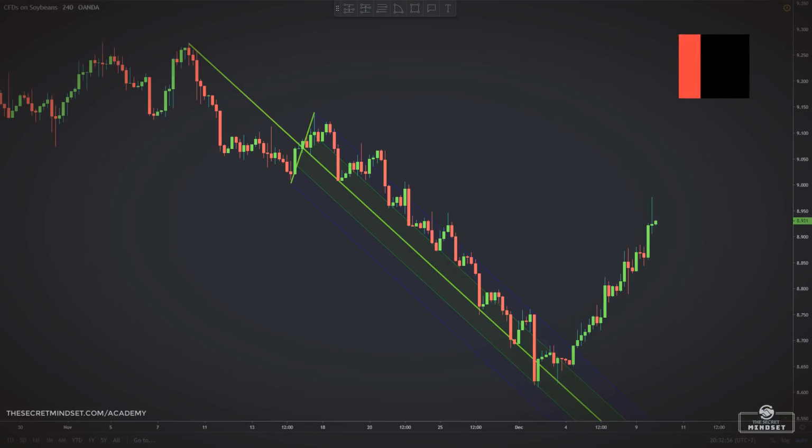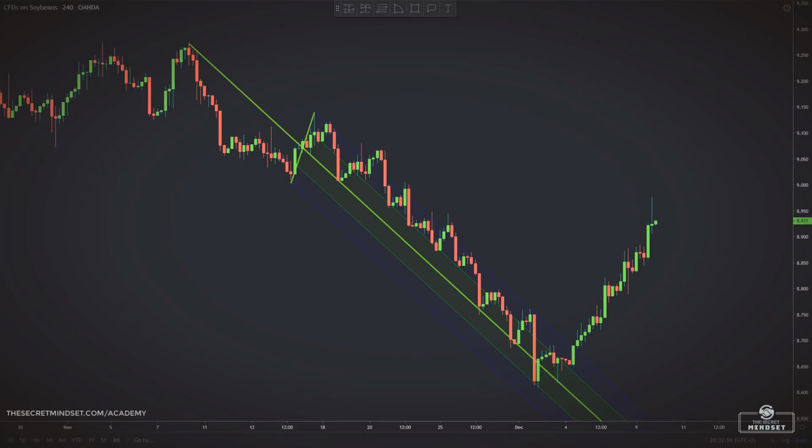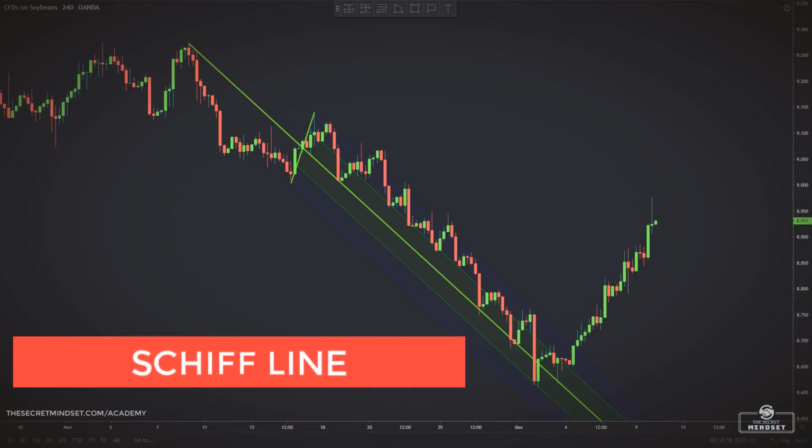However, how do we know when the trend ends? When should bulls consider a bottom is in place? The way to answer these two questions is to use the shift line. Few traders know about the shift line's existence.